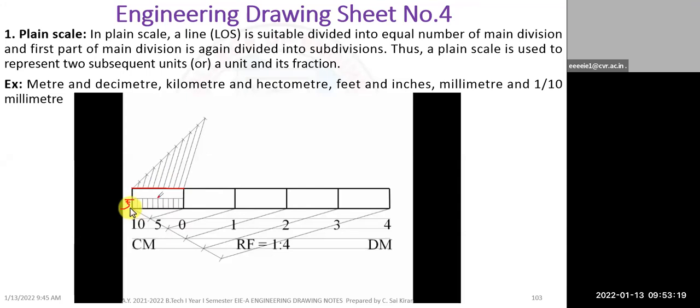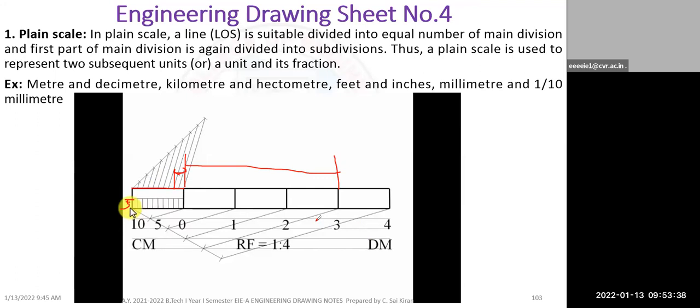And we'll be dividing it into 10 equal parts. And if you want to measure, suppose, 3.2, that is 3 decimeters and 2 centimeters, what I have to do is highlight 3 from this side and highlight 2 from this side. So the total will become 3.2 decimeters.